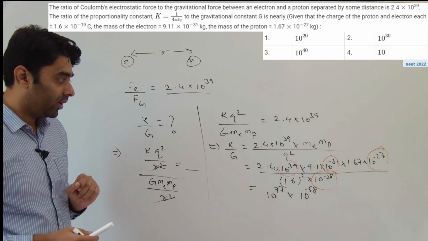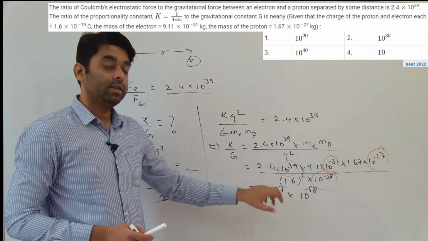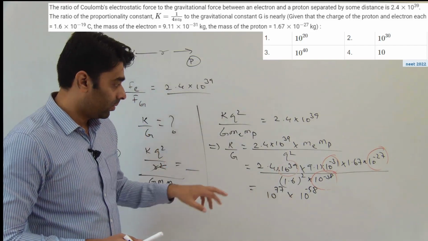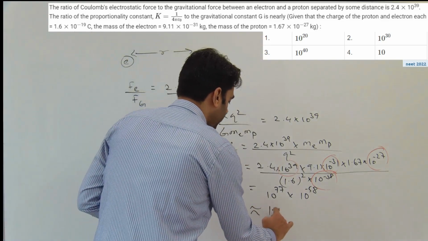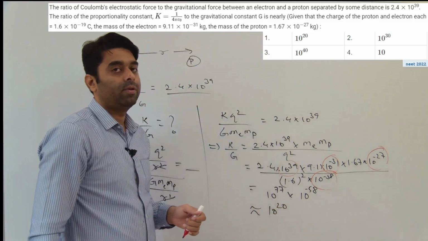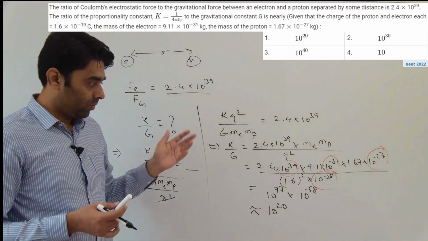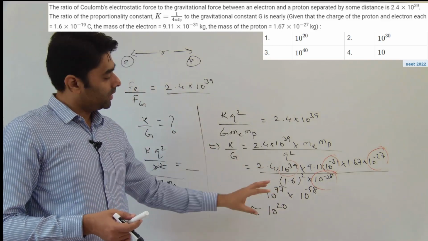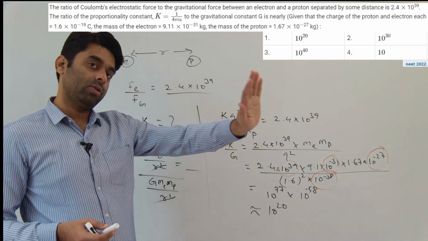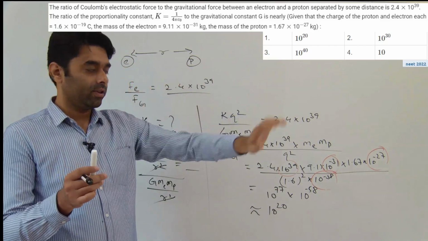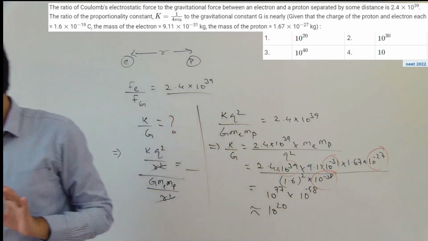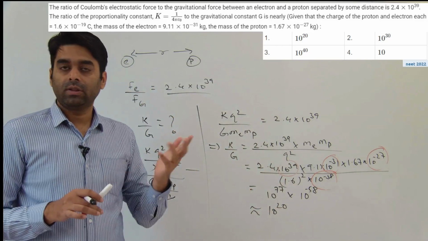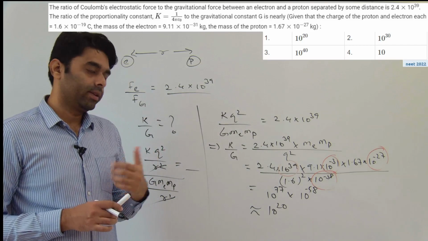Now if you notice carefully, this answer will come around 10 power 20. We didn't go into too much calculation because we first checked the options, and the options are very distinct from each other. So this will be around 10 power 20. So option number A, option number 1, is our correct answer. Fine, let us move ahead.